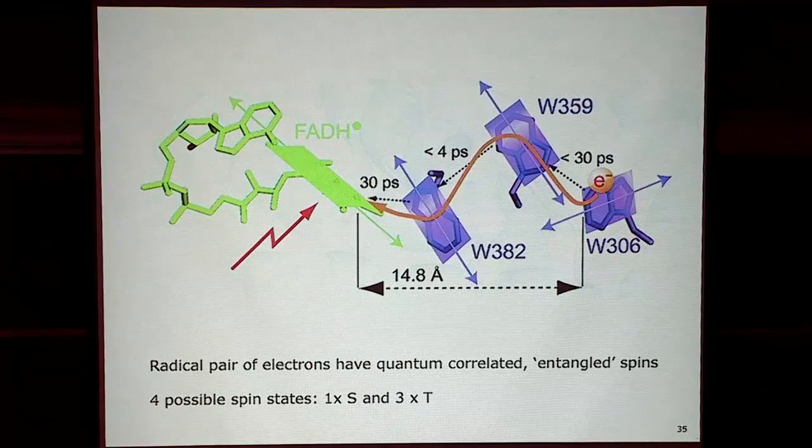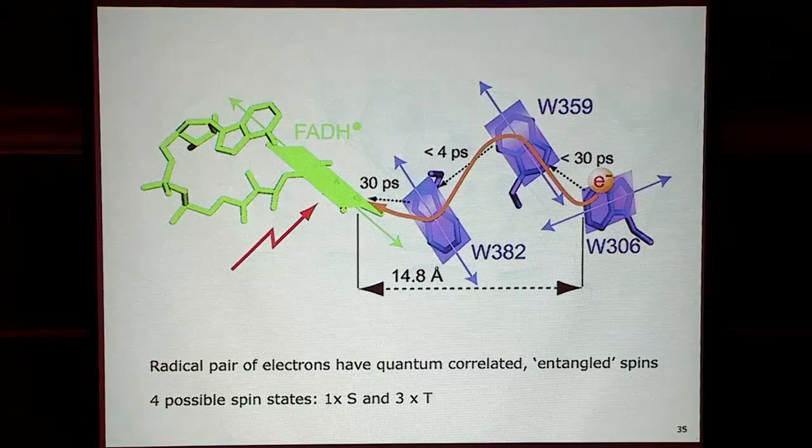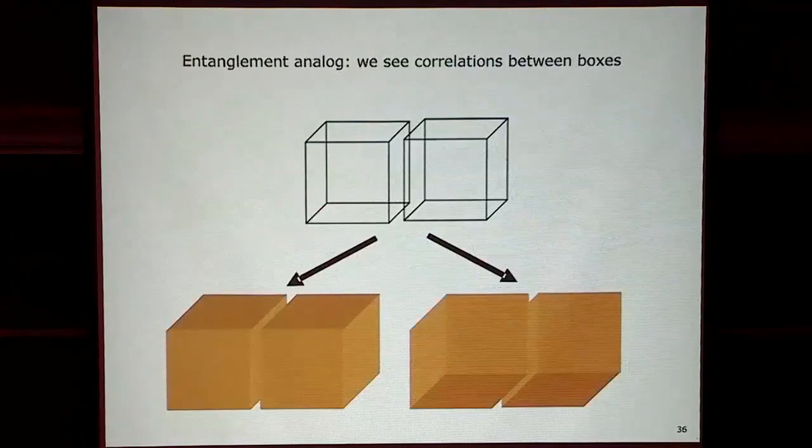So this radical pair would constitute a two-electron pair of entangled spins. There are four possible quantum states of those spins. I'm not quite sure how John's... Can you do twins for these different triplet states? I'm not sure whether we can do the twins for that. But I just want to mention that there is more than one possible spin state for this.